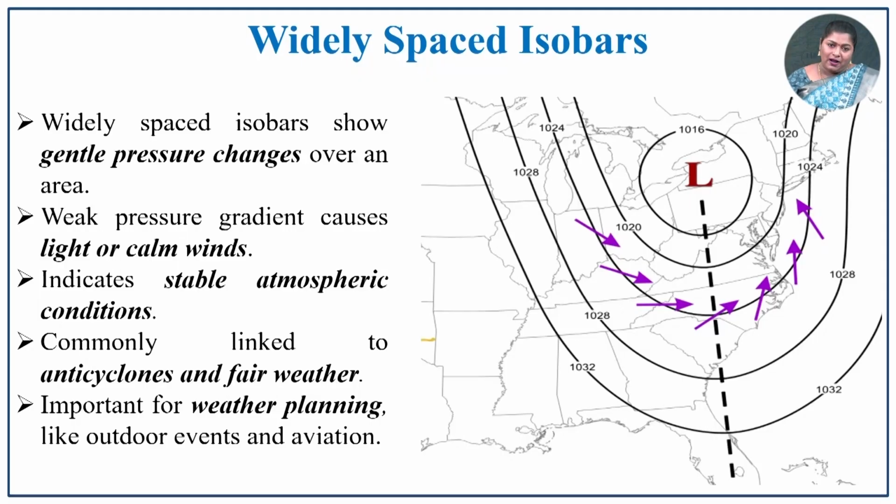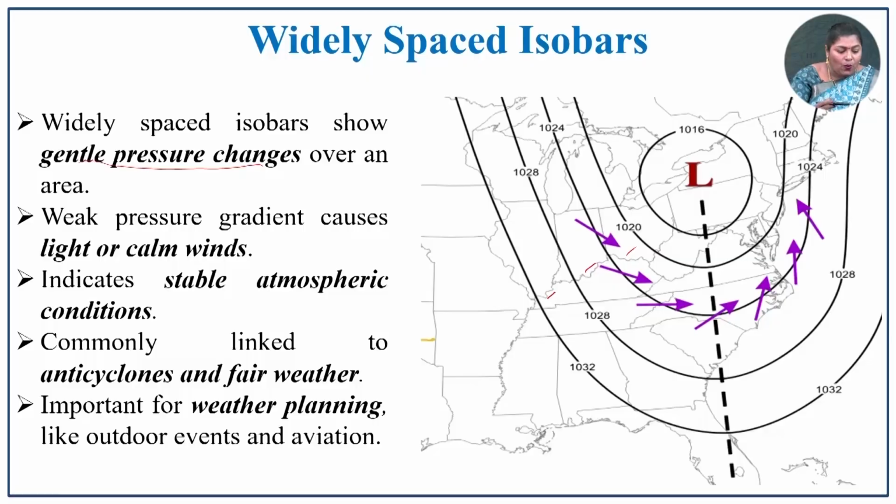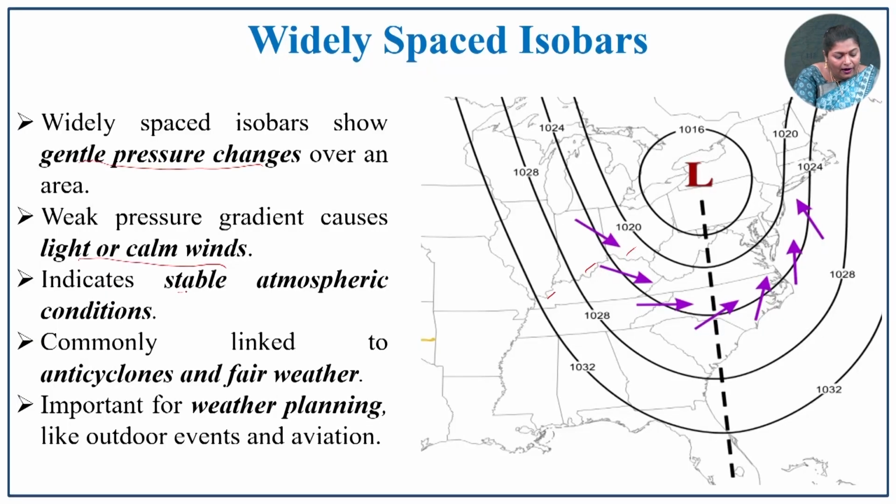Widely spaced isobars. See here, there is a wide space in these isobars. Widely spaced isobars show gentle pressure changes. So, pressure is gentle. If it is closely packed, the pressure is adverse. Here the pressure is very gentle over the area. The weak pressure gradient causes light and calm wind. There will be a gentle breeze in this situation. It indicates stable atmospheric conditions. The atmosphere will be very calm and stable with these widely spaced isobars.